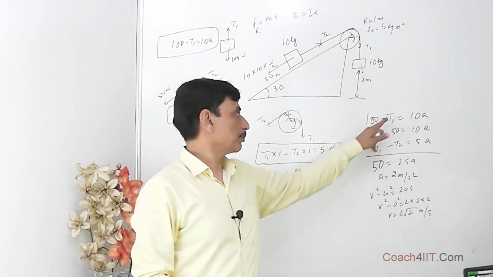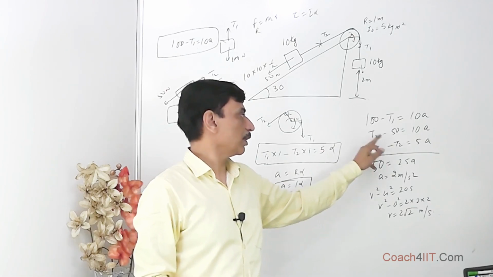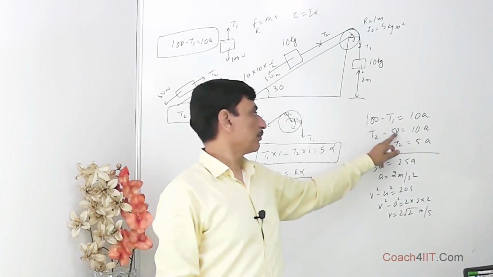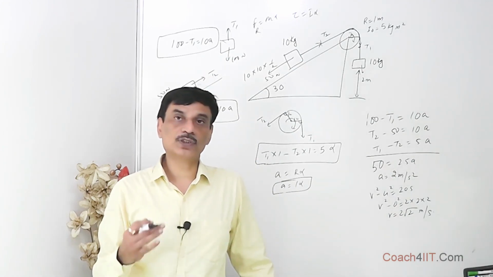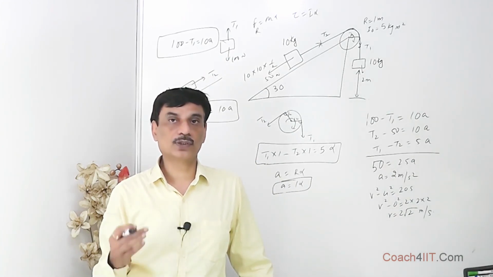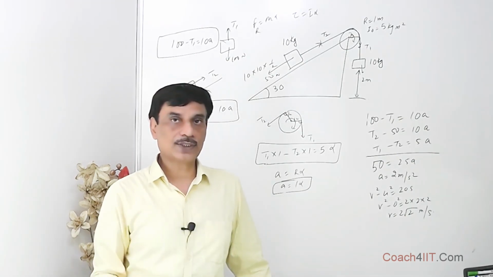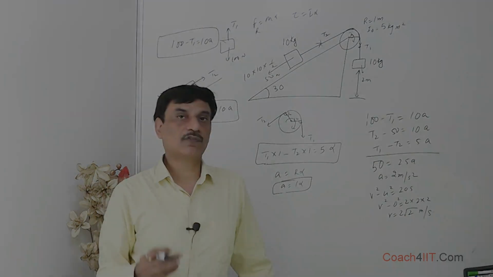When you add these 3 equations, minus T1 and T1 will get cancelled, T2 and minus T2 will get cancelled. 100 minus 50 is 50, so 50 is equal to 25 into A. You find the value of A, and then you can use the equation of kinematics, V square minus U square is equal to 2AS, to get the answer. Now let's do it using the conservation of mechanical energy principle.